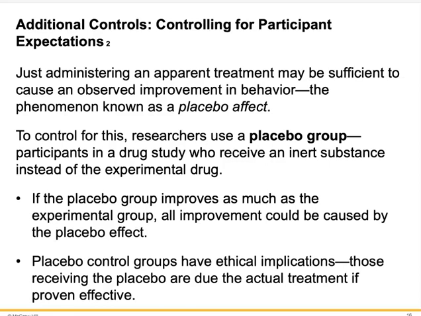Okay, so to control for this, researchers use a placebo group. Participants in a drug study who receive an inert substance instead of the experimental drug. And typically what happens though is that one will get the placebo, one will get the actual medication. And then eventually the placebo group will also get the medication as well, because it doesn't really seem fair to not give them a potential life-saving medication.